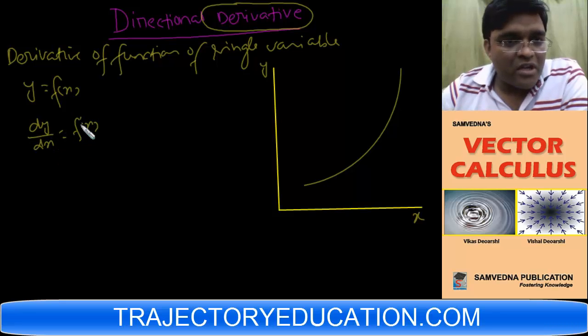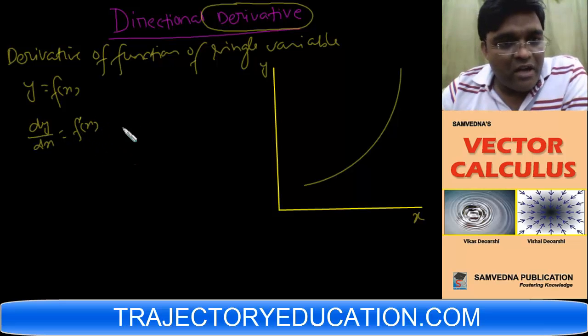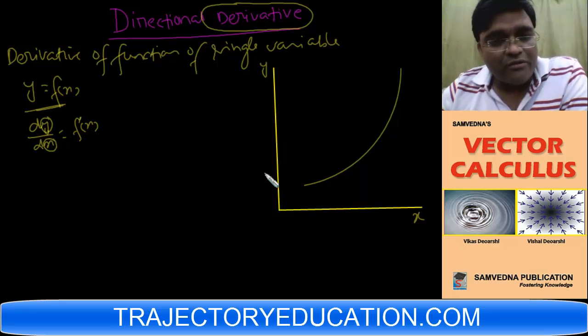What does this derivative signify? What do we mean by dy by dx? See, dy by dx signifies the rate at which y varies when x is varied. Here x is the independent variable and y is the dependent variable. Y depends on x by this function. So dy by dx tells you how the function varies with respect to the variation in x.